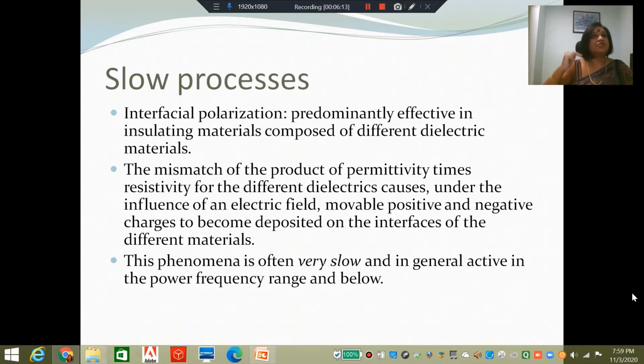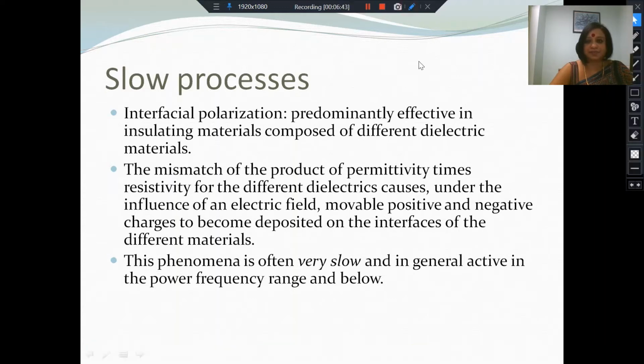So basically, because of the mismatch of permittivity, not only will sigma be different across the interface, but the electric field will also be different across the material. Because of the mismatch of the product of permittivity and resistivity for the different dielectric classes under the influence of an electric field, movable positive and negative charges will become deposited at the interface. So you will have a net charge accumulation, either of positive charges or negative charges, at the interface of the material. So what I'm trying to say is this.